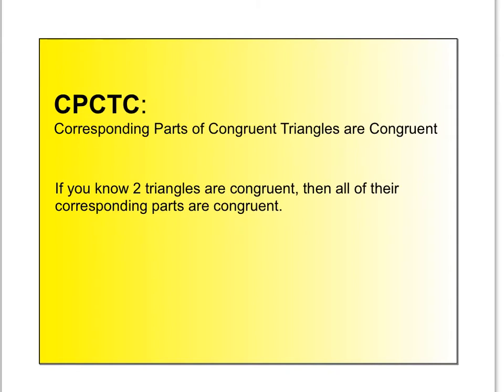This next one is really important. It says corresponding parts of congruent triangles are congruent. So basically what this one says is once you know that two triangles are congruent to each other, the same size, then all their matching parts have to be congruent to each other. All matching angles, all corresponding sides, they all have to be congruent. And you're going to want to memorize this. CPCTC. Corresponding parts of congruent triangles are congruent.